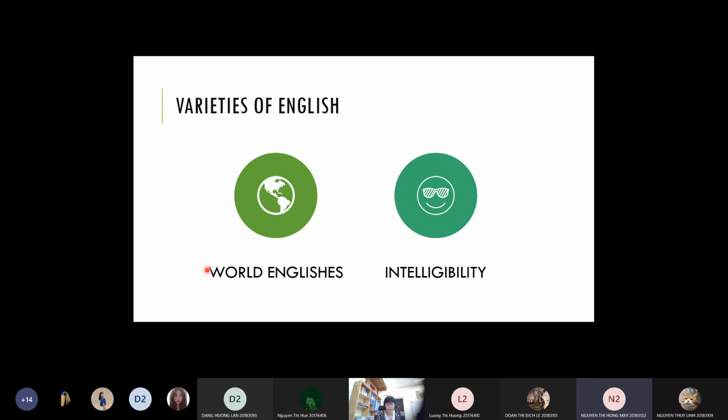I think World Englishes relates to people around the world speaking English. Each country has its own way to speak English.